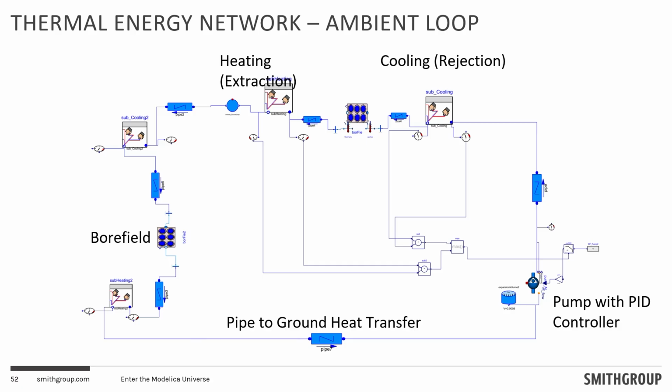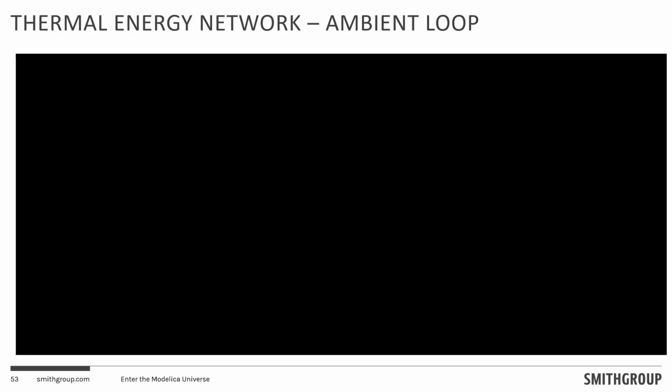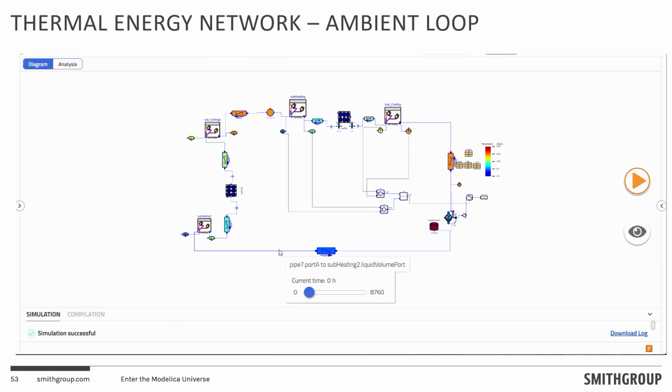So as an example of an ambient loop that could be created in that, here's a series of buildings that, when cooling, would be rejecting heat, and when heating, extracting heat. There's a bore field in there. And then you can even do pipe-to-ground heat transfer of that distribution network. And you could have a pump with real controls, like a PID loop control on it.